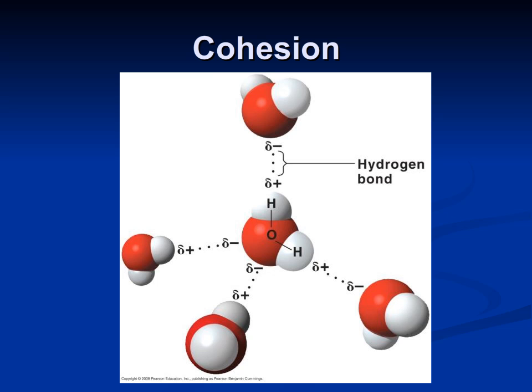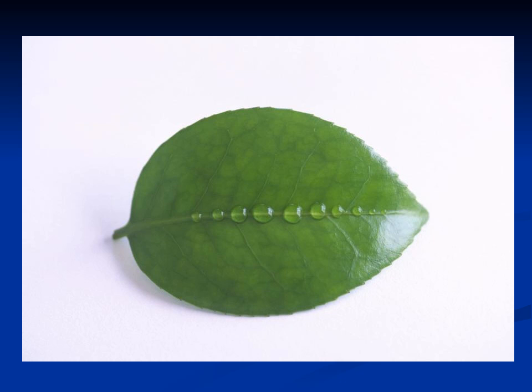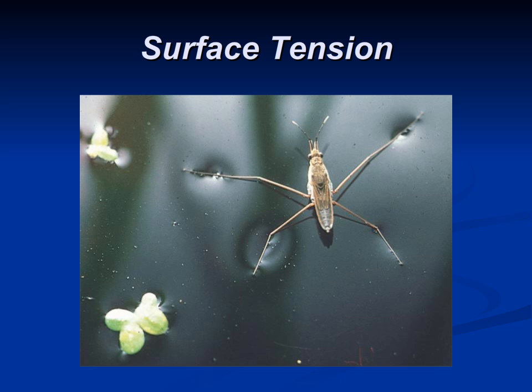But the cohesive property of water also helps to explain why water beads. All the water molecules are attracted to each other and want to be as close to each other as possible, so a sphere of water forms. And cohesion can also explain surface tension.